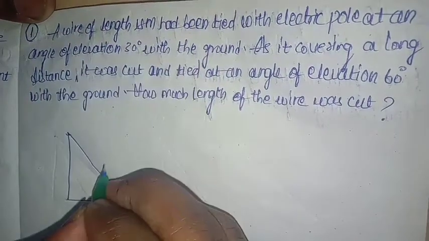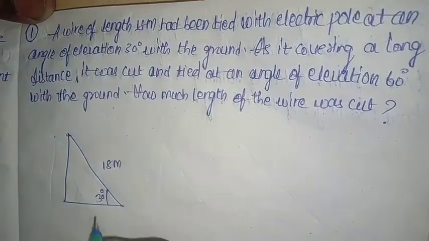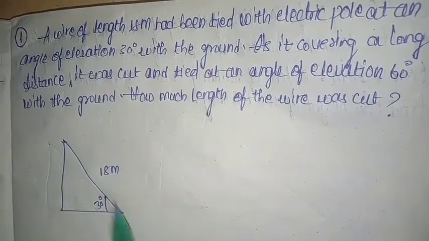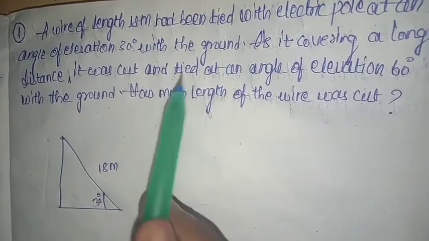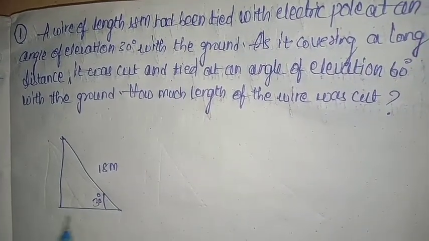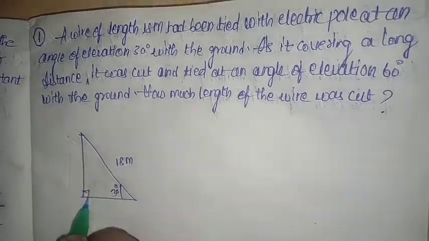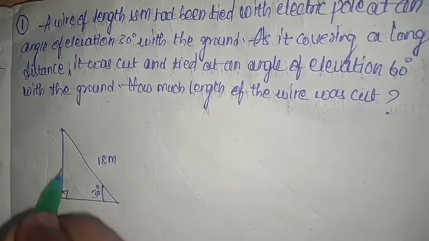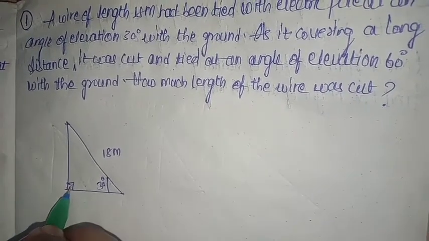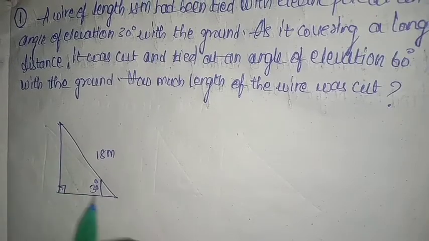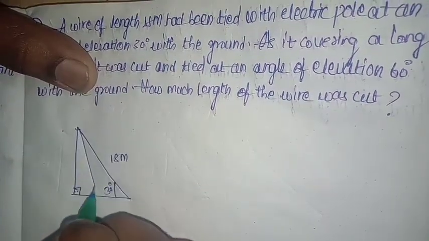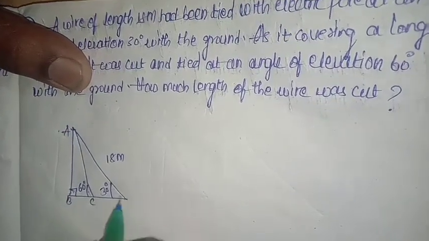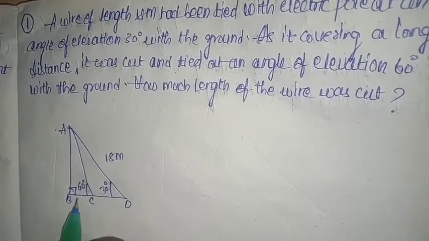The length of the wire is 18 meters. As it is covering a long distance, it was cut and tied at an angle of 60 degrees. 60 degrees means it is moving towards the pole; it is 60 and it will become 90 when it comes here. So 60 means we have to come in front. The angle of elevation here is 60.